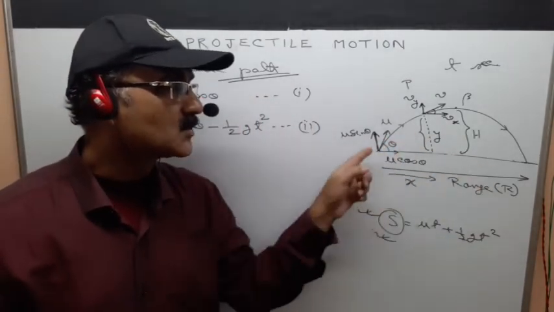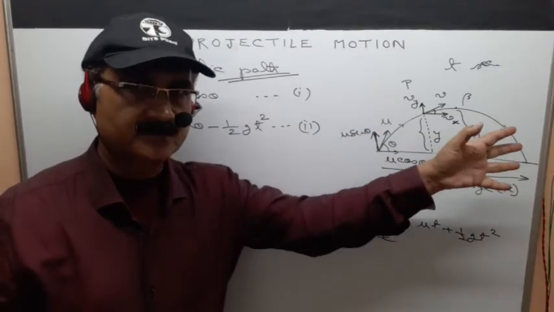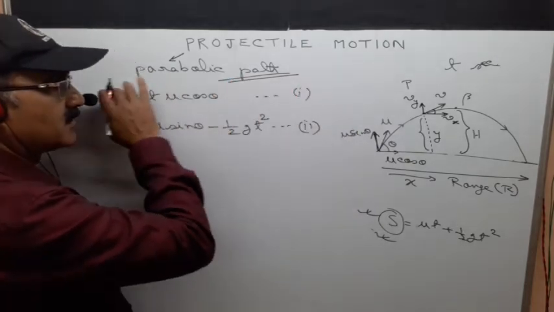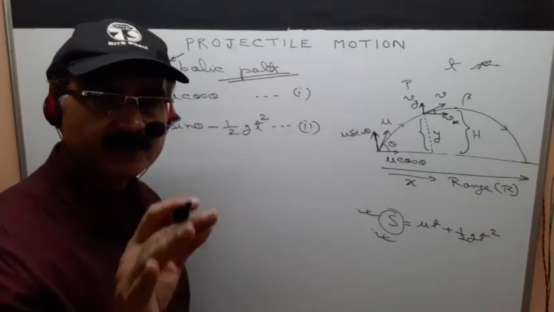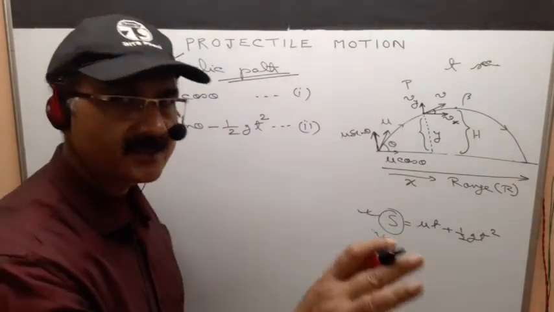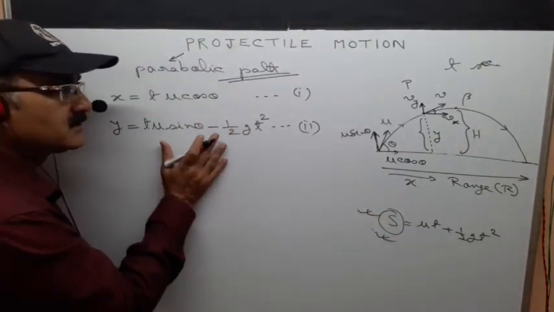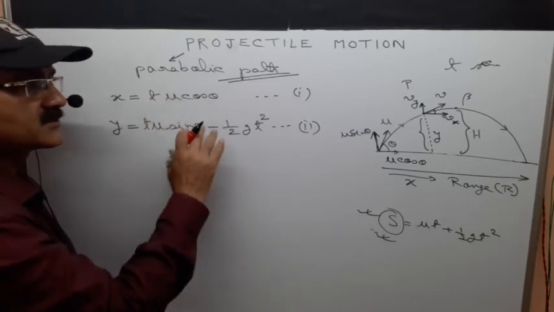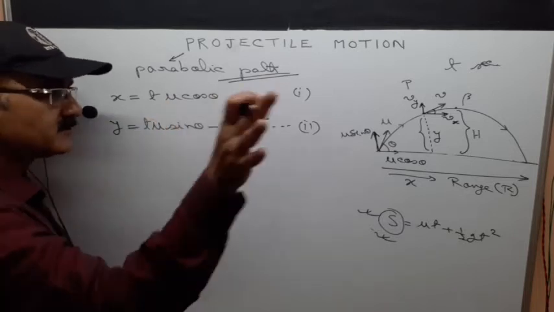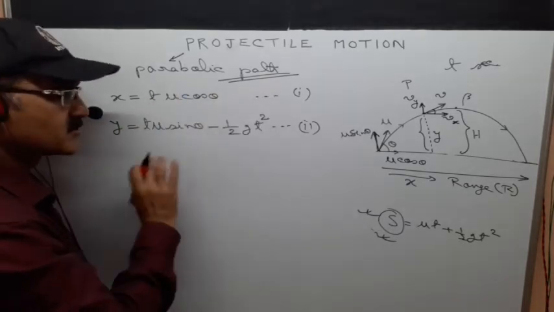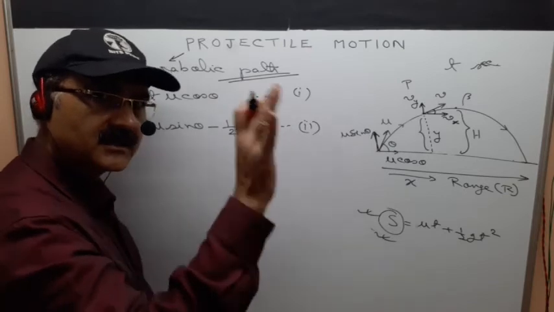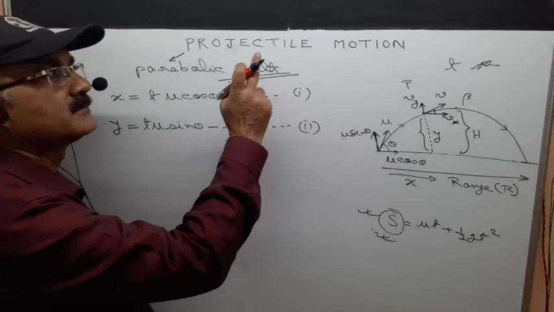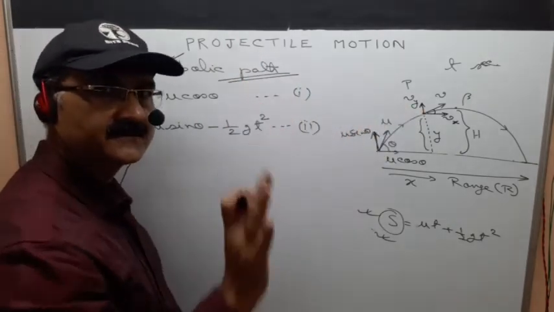X varies, y varies, time varies. So after getting these two equations, what you have to remember, understand and memorize is that the only thing needed now is to remove this variable t from these two equations. If we remove this variable t to get one equation, in that equation only x and y will be there, and that will be the equation of the path of this projectile.